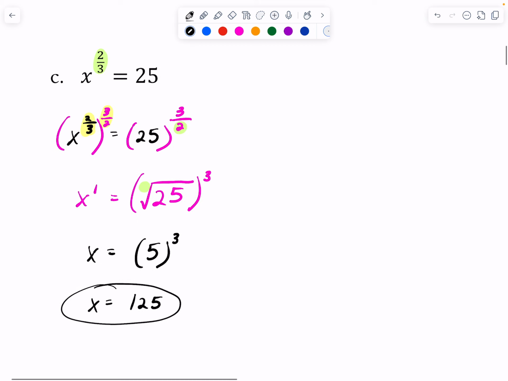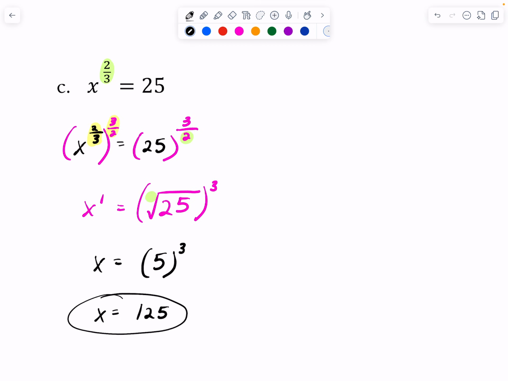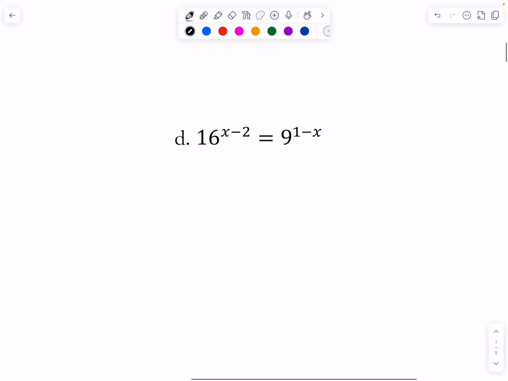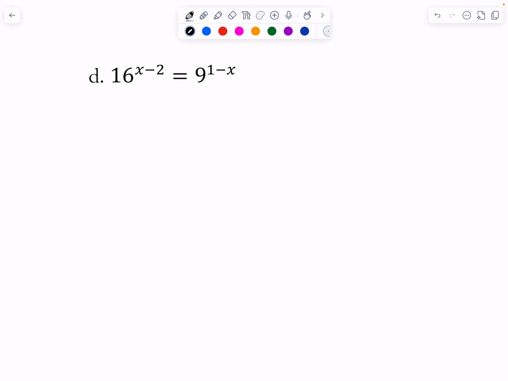This is a little bit different because I didn't have to write each side with the same base, but it allowed me to use my understanding of rational exponents like we did in our previous unit. Okay, let's try this last one. So I have 16 to the x minus 2 power equals 9 to the 1 minus x power.